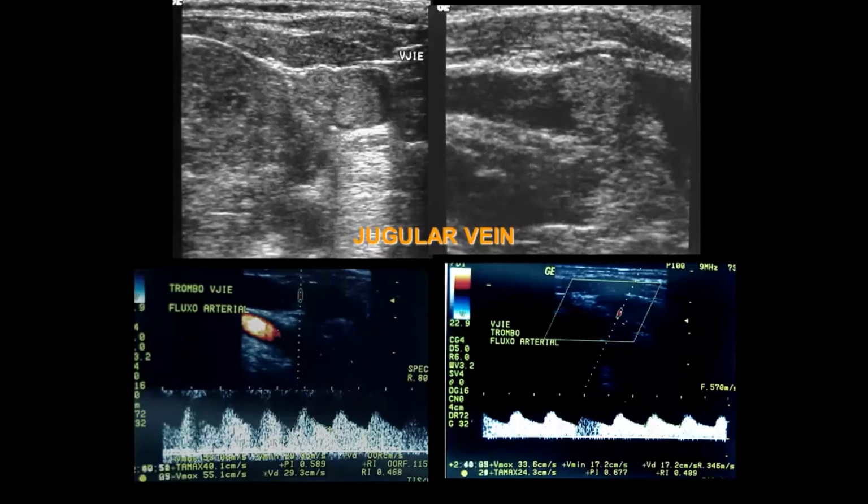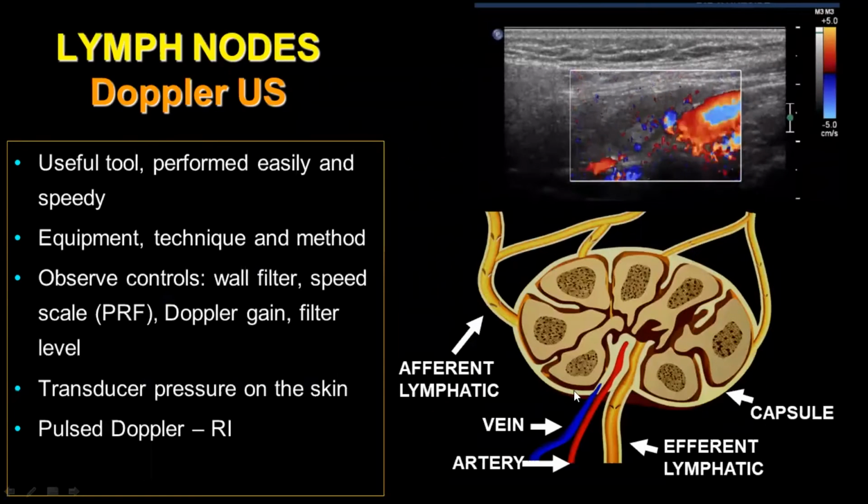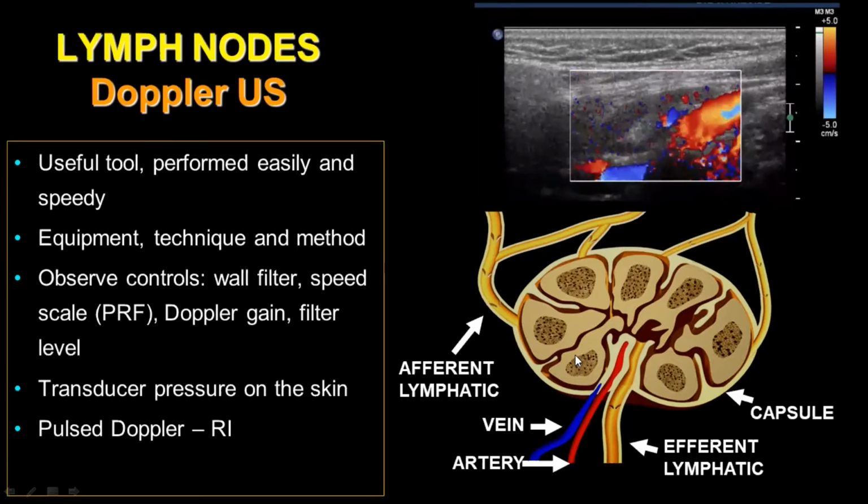One clue: if you scan by pulsed Doppler a thrombus and detect an arterial spectrum inside the vein, we are authorized to call it a malignant thrombus inside the vein, not a bland thrombus, as you can see here in this example. The color Doppler is useful too and can be performed easily and quickly. In order to obtain the best performance, it's important to observe the controls and not to compress the skin when you are performing color Doppler.